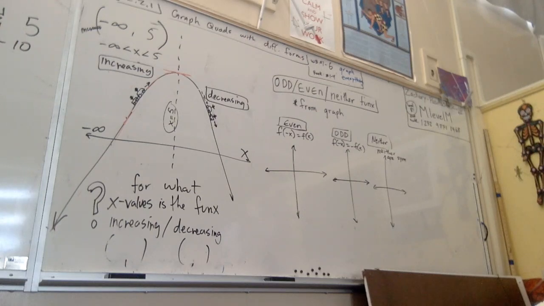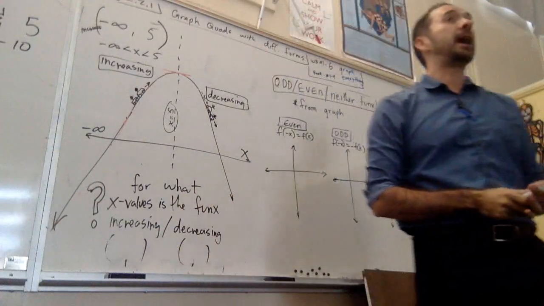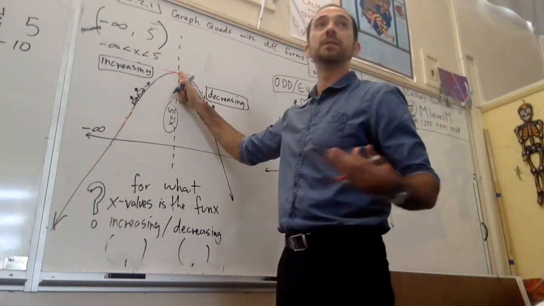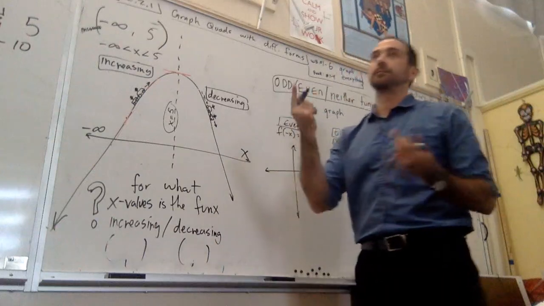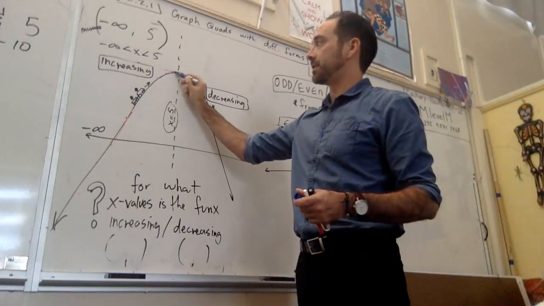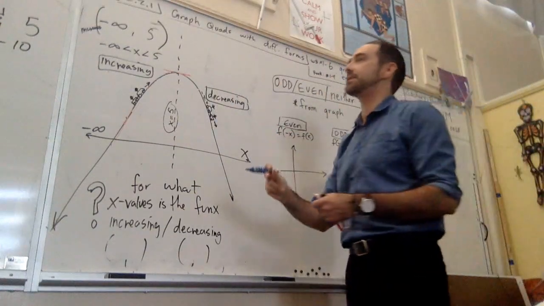Yep. Perfect. Good. Do we include 5 in that? At 5, what's happening? It flattens out. It's neither increasing nor decreasing. It's an instantaneous point. These are infinite points, and then there's one point where it's flat. Then it goes back down. It's almost instantaneous. You cross that point.